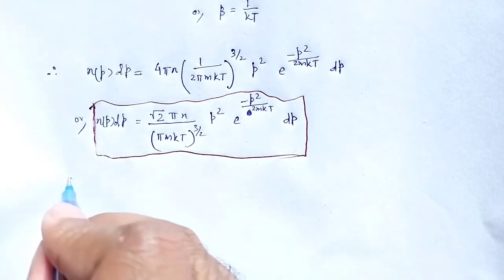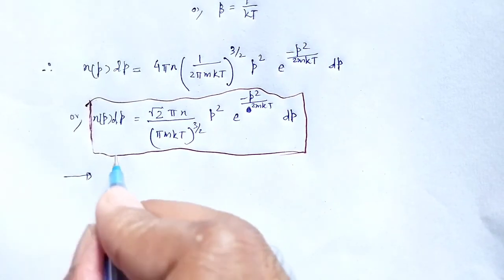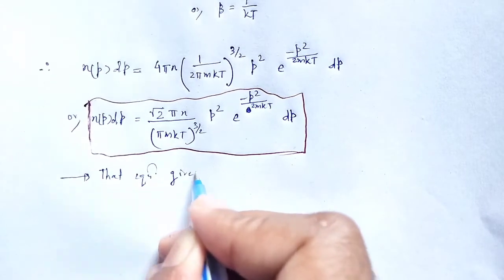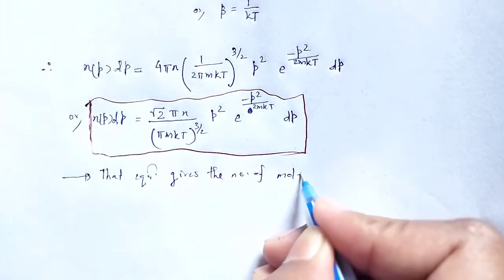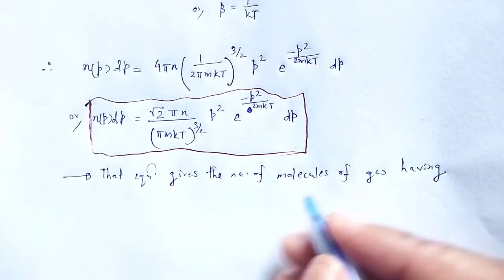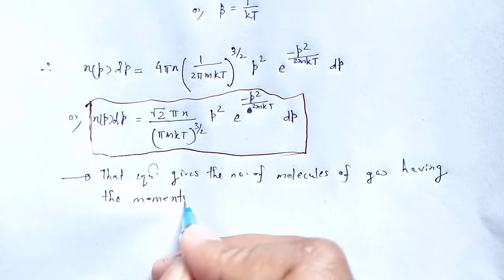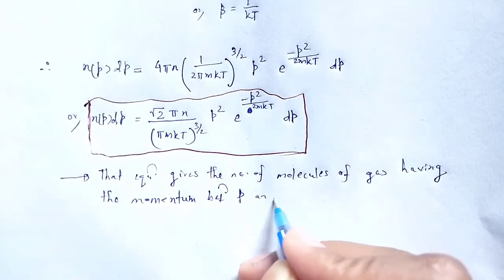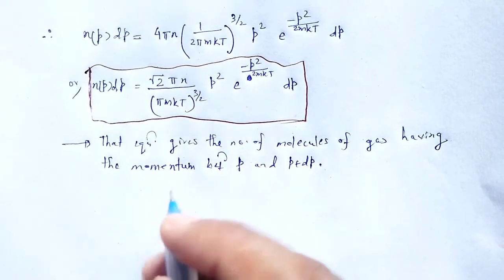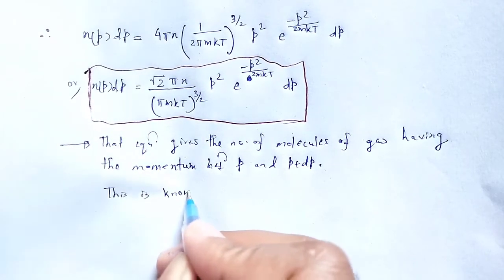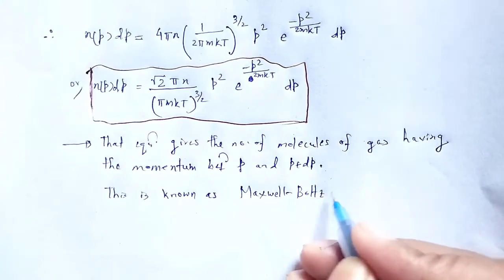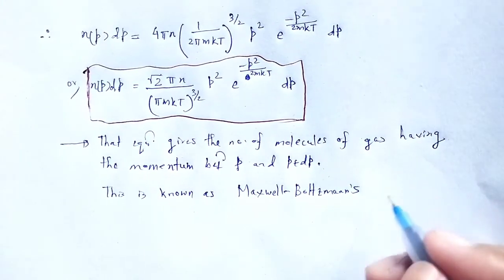What does that equation give? From that equation, np dp is the number of molecules of gas having the momentum between p and p plus dp, and this is known as Maxwell-Boltzmann's distribution law of momenta.